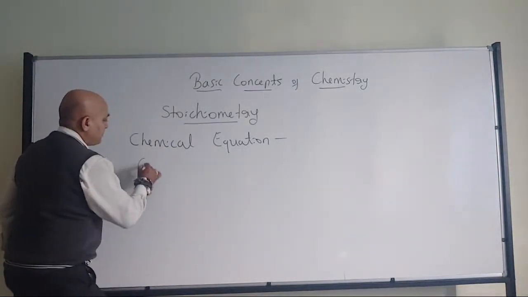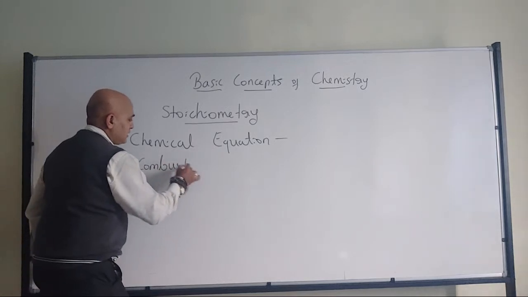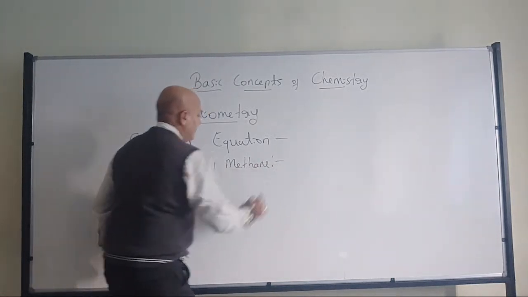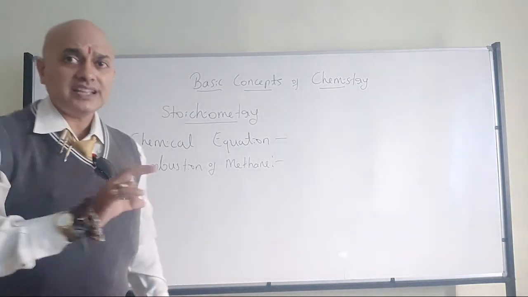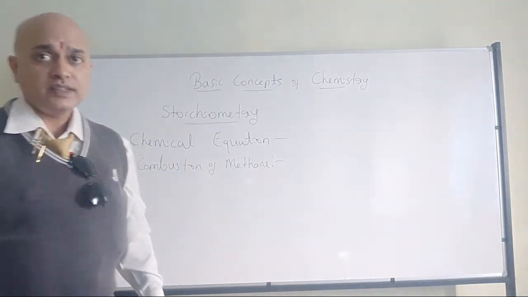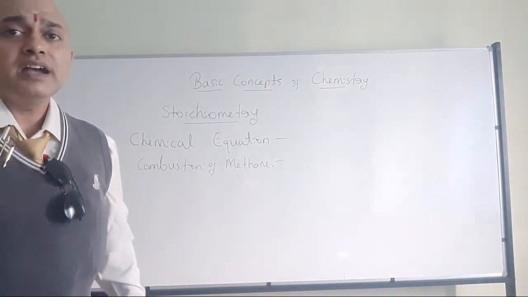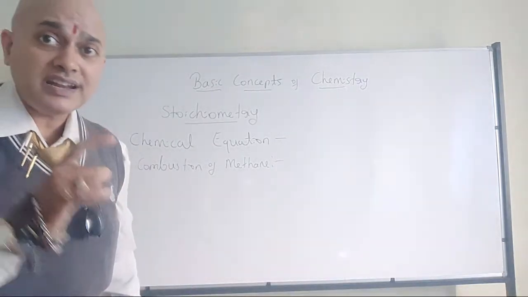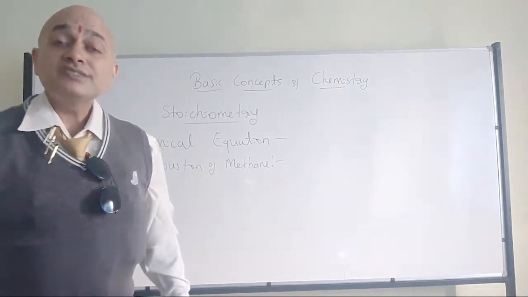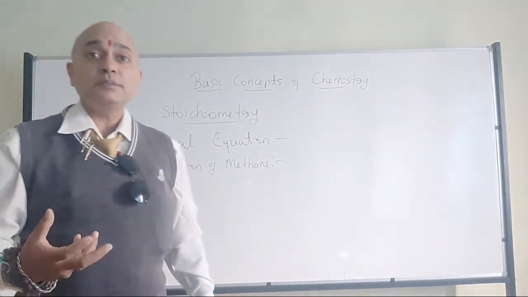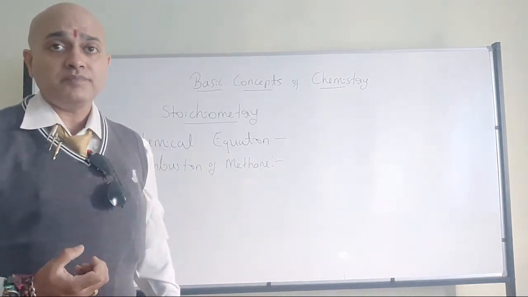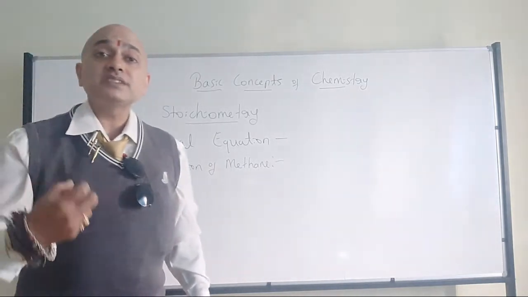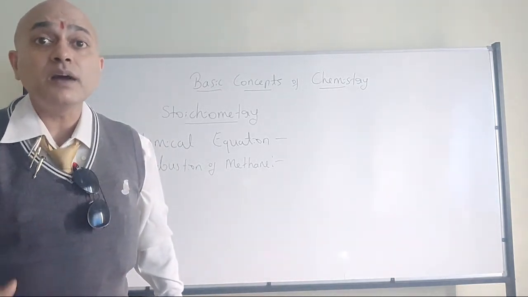So that is combustion of methane. Combustion of methane. Now it is a sentence which tells that there is combustion of methane. Now we have to convert this sentence into a chemical equation, because combustion of methane is a sentence which is telling that there is one reaction which is taking place, right? So what do you mean by combustion? Combustion is nothing but burning of a hydrocarbon in the presence of oxygen.